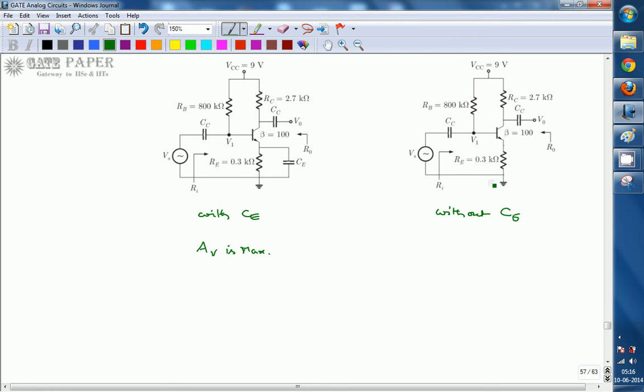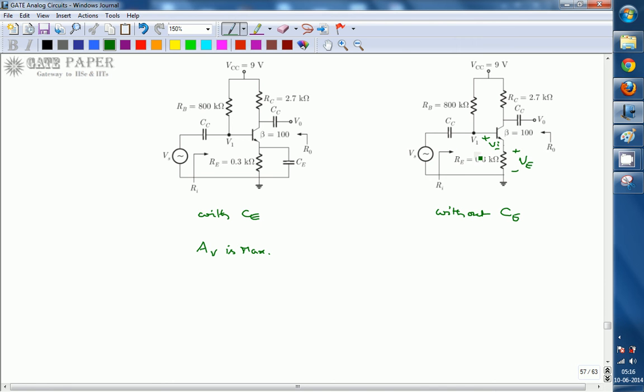Without CE, if you observe, what is the effective input signal? The effective input signal is nothing but over here, plus minus. Vi is nothing but the effective input signal. As there is no capacitor, a voltage drop takes place across this RE. So let us assume this is Ve.